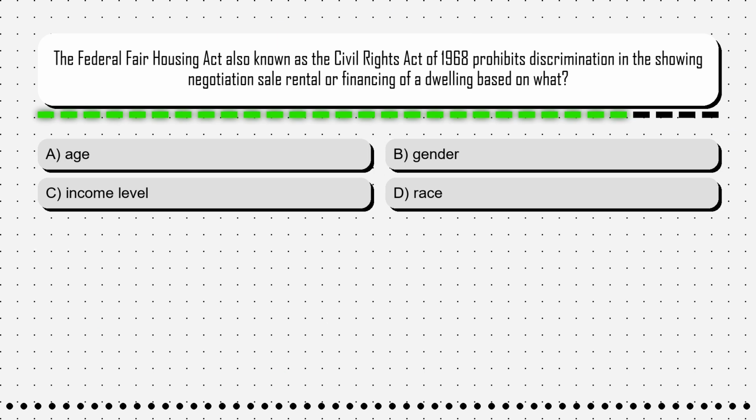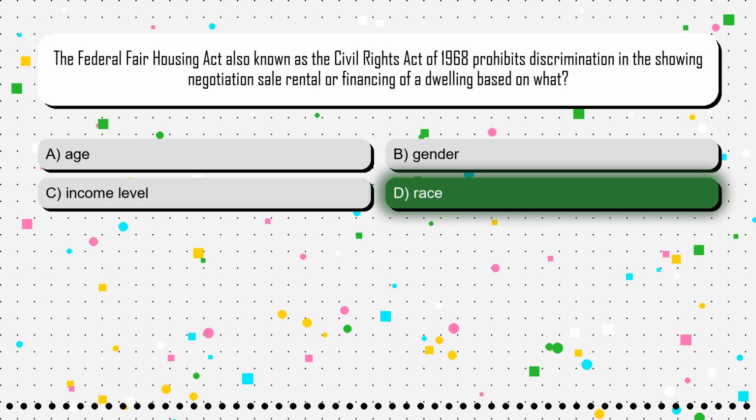Question 98. The Federal Fair Housing Act, also known as the Civil Rights Act of 1968, prohibits discrimination in the showing, negotiation, sale, rental, or financing of a dwelling based on what? Option A. Age. Option B. Gender. Option C. Income level. Option D. Race.